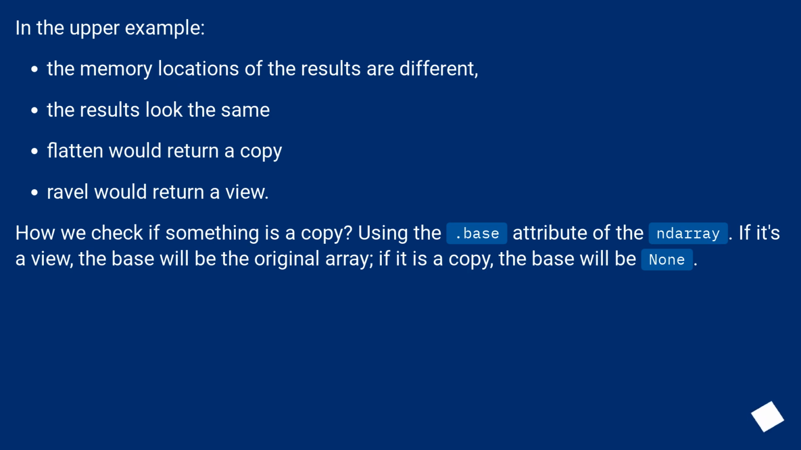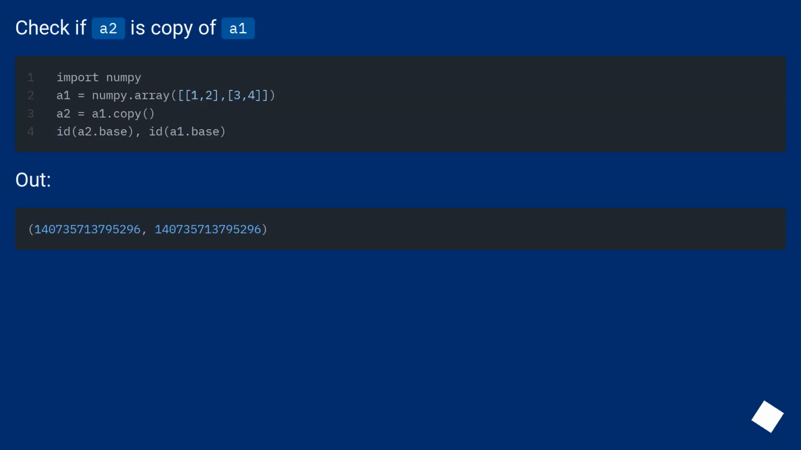How do we check if something is a copy? Using the .base attribute of the array. If it's a view, the base will be the original array. If it is a copy, the base will be None. Check if A2 is a copy of A1.